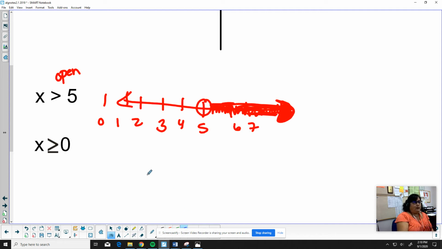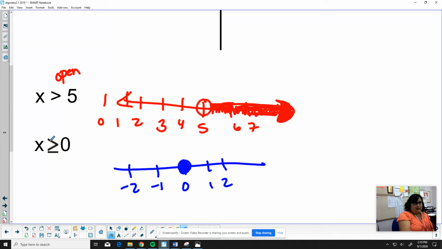So if we do the other one, we put 0 right in the center. So I'm going to go up a couple and back a couple. It's a closed circle on 0. And again, it's greater than, so I'm shading to the right because those numbers are bigger than 0. And that's what my graph looks like.